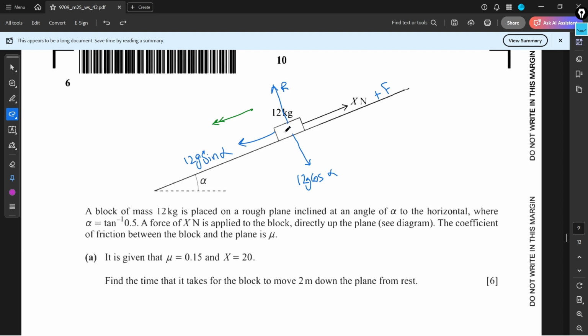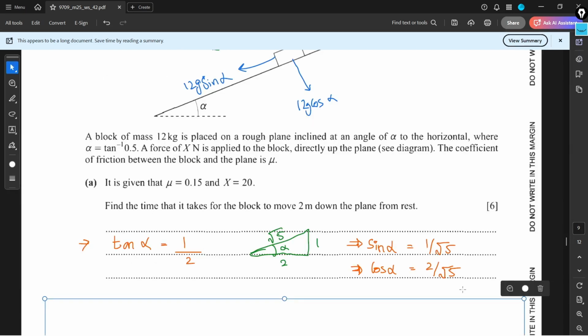And yeah, let me show you how I can use this kind of force body diagram in order to find the total time it's going to take for the block to move 2 meters in the downward direction. The first step is that I've utilized the information that alpha is equal to tan inverse of 0.5 to get the exact value of sine alpha and cos alpha. I'm doing this so that I don't make any mistakes because of round-off errors, and my calculations are neat and clean, without any decimals involved.